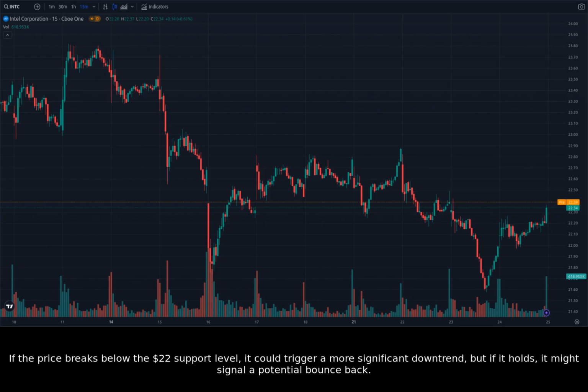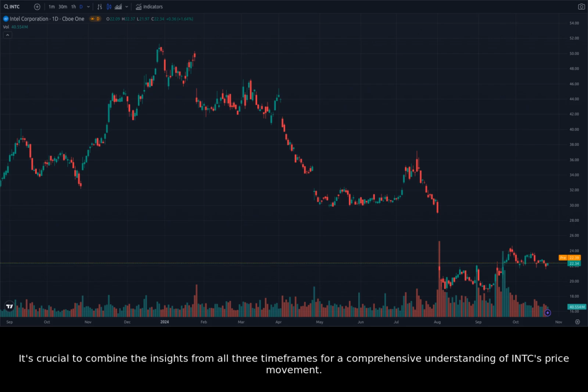If the price breaks below the $22 support level, it could trigger a more significant downtrend, but if it holds, it might signal a potential bounce back. It's crucial to combine the insights from all three timeframes for a comprehensive understanding of INTC's price movement.